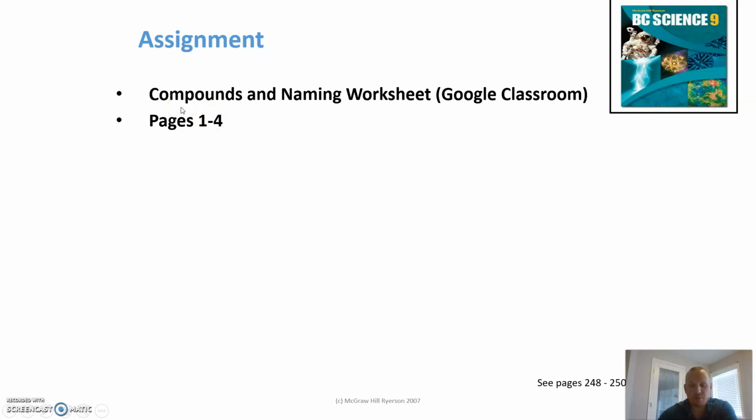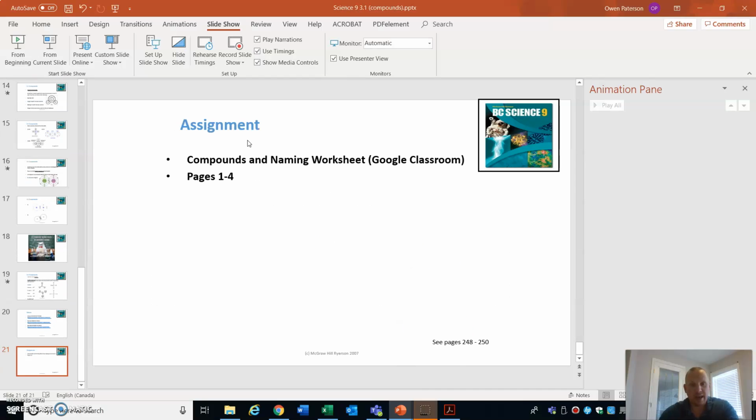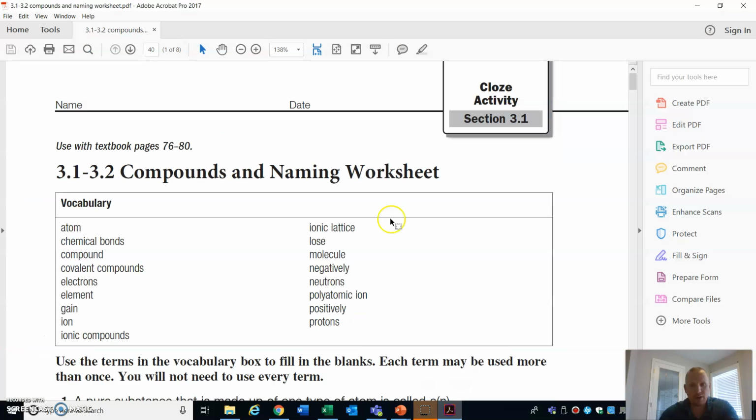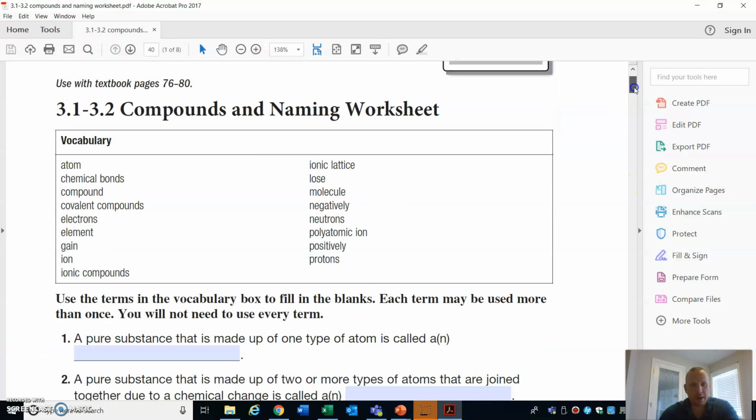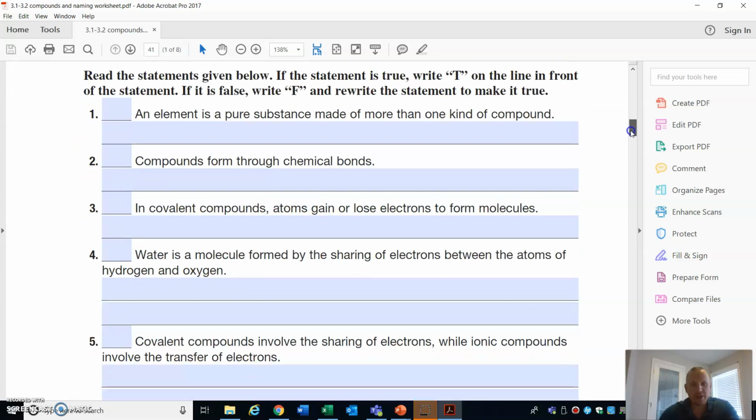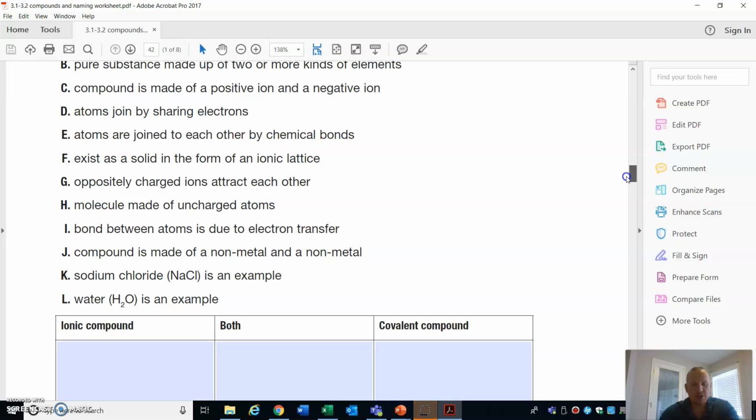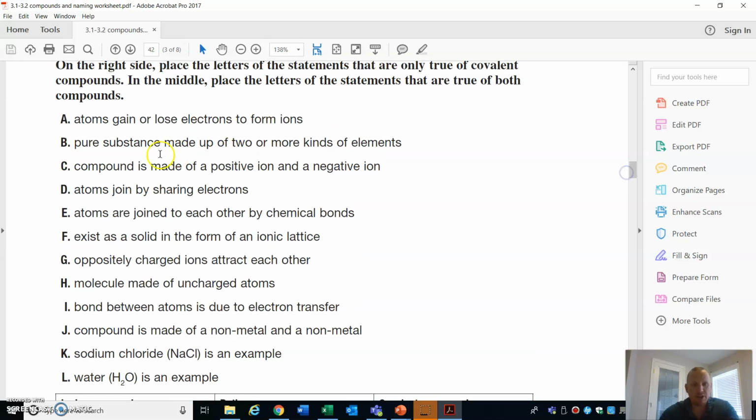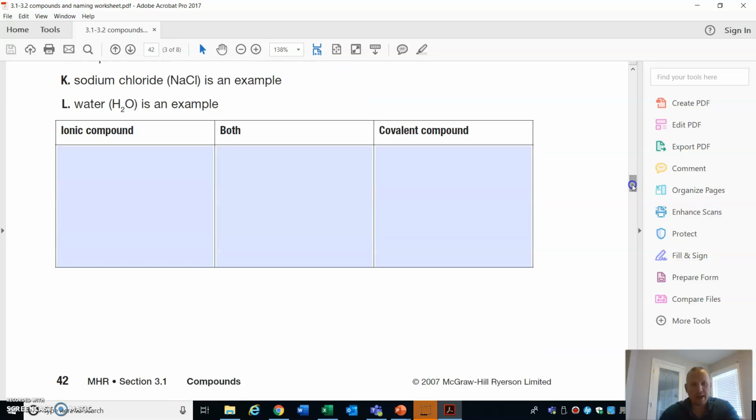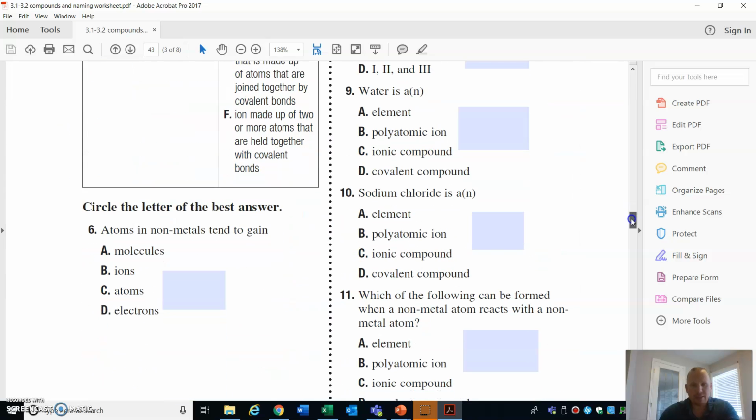If you want to break the assignment, the worksheet, up into chunks, this video covers the first 4 pages of the worksheet. So if you want to get started on that, I'll show you right here. First 4 pages: compounds, fill in the blanks. There's a true and false part. There's a part where there are letters A to L, and you put what applies. If it applies to an ionic compound, you'd put, say, A. If it applies to covalent, you would put A in there, or if it applies to both, you'd put A in there. And then the little quiz at the end.